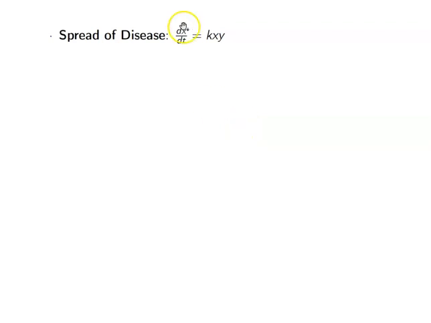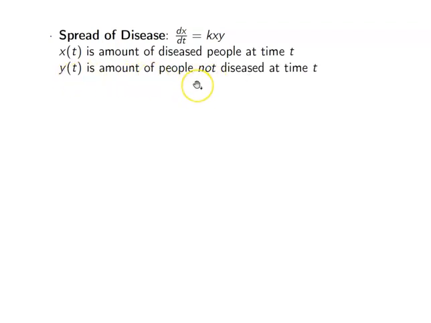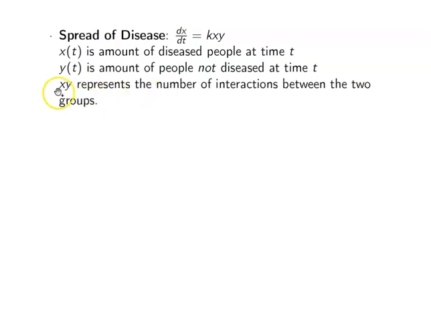Spread of disease, okay? If x is the population, right? The population at time t that is infected with a disease is a constant multiple of the number of interactions of that population x with a diseased population y. Okay, x of t is the amount of diseased people at time t. y of t is the amount of people that is not diseased at time t. And xy represents the number of interactions between the two groups. Okay, here, this is spread of disease. If k is positive, then it's a positive spread. If k is negative, then it's a decreasing spread.